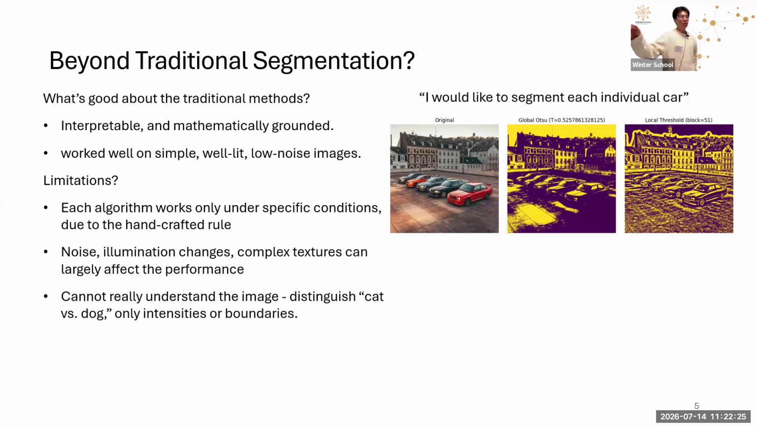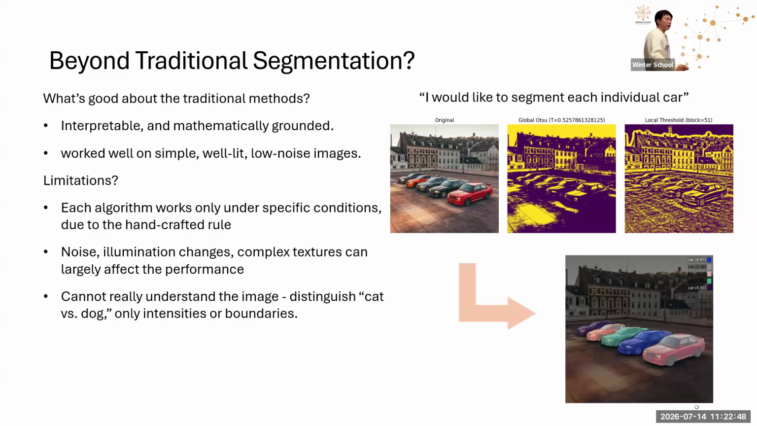Why? Because we can only tell if it's foreground or background, right? If we have a look at the example here, let's say I would like to segment out each individual car. Can the traditional method do it? No, because it can only split out the foreground and background based on the color intensity. Those are the segmenting results from applying the traditional method. Apparently, it can't do the job. What we are actually looking for in this question is to segment out each single car.